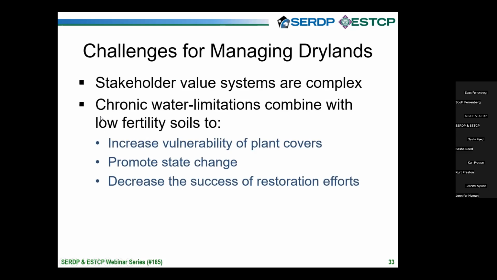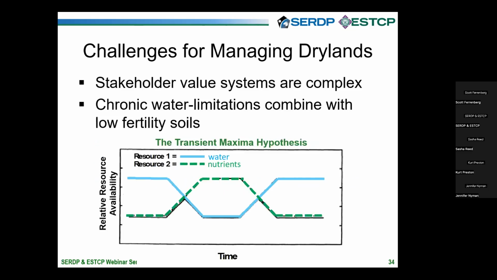We also have these dryland systems that have chronic water limitation. Indeed, they're defined by their lack of water, and then also have very low fertility soils. So there's not a lot of soil resource there. This can increase the vulnerability of plants to things like climate change and land use and their interaction. It could promote wholesale changes to these ecosystems, and it could decrease the success of restoration efforts, making a manager's job that much harder. And what we're thinking about in part is the timing of resource availability.